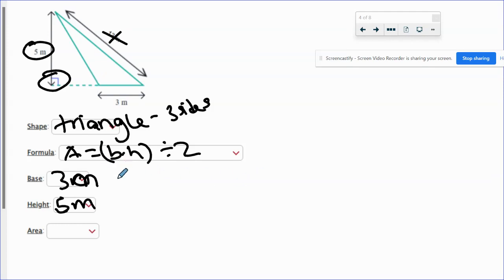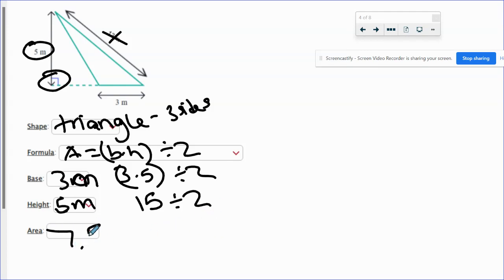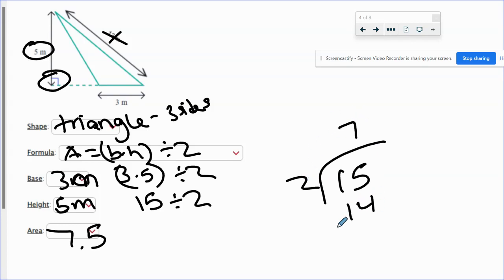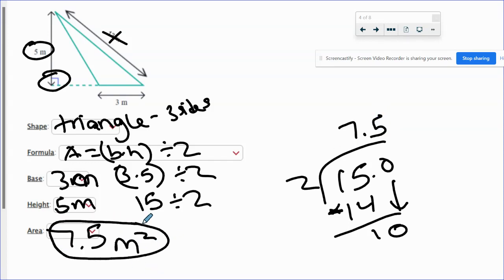So let's plug this in. 3 times 5 divided by 2. 3 times 5 is 15, divided by 2 would give you 7.5 if you did it out. 2 fits into 15 7 times. 2 times 7 is 14. Subtract, you get 1. Add a decimal and bring down your 0. 2 fits into 10 5 times. So it would be 7.5 meters squared.